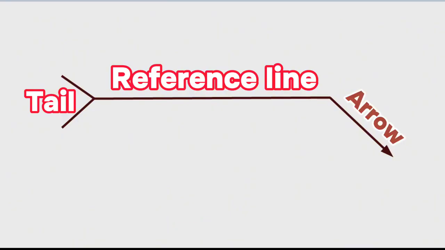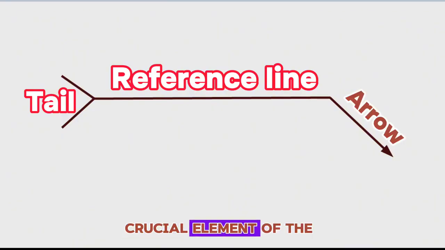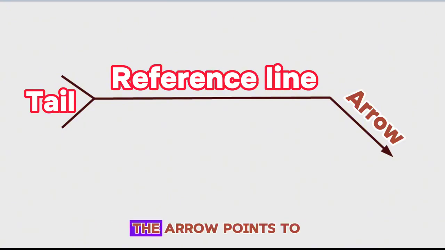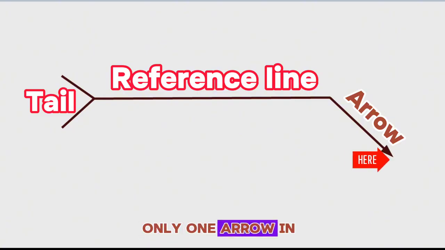The arrow. The arrow is a crucial element of the welding symbol, connecting the reference line to the joint. The arrow points to the location where the weld is to be applied. Simply put, you should consider an arrow as a pointer representing a weld here. There is always only one arrow in the weld symbol.